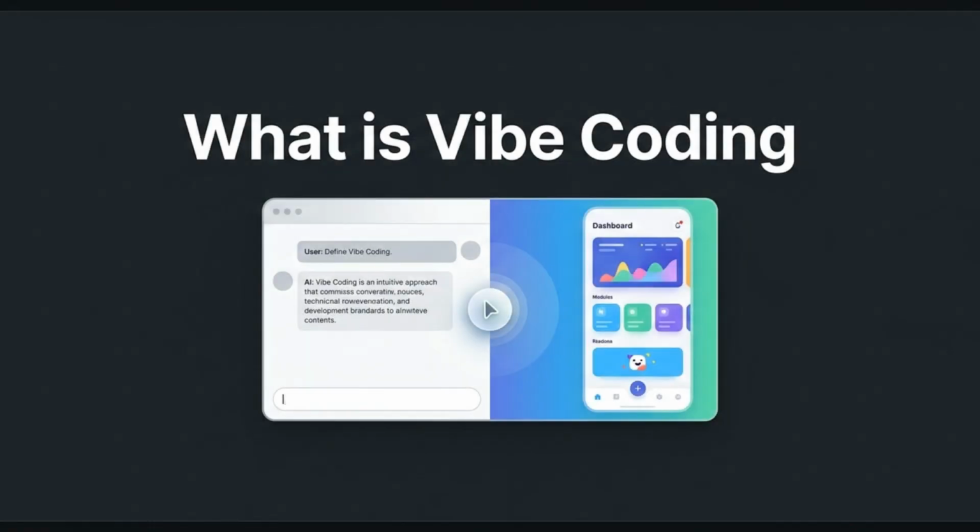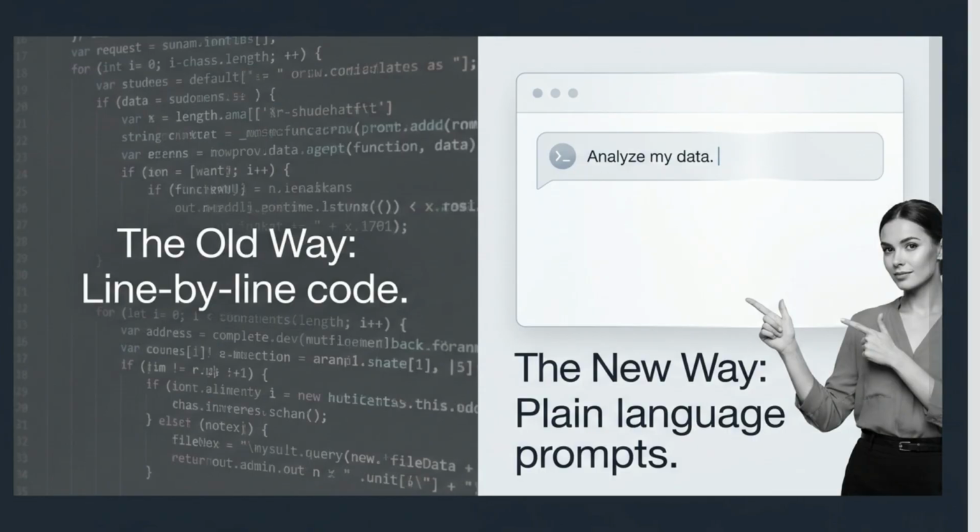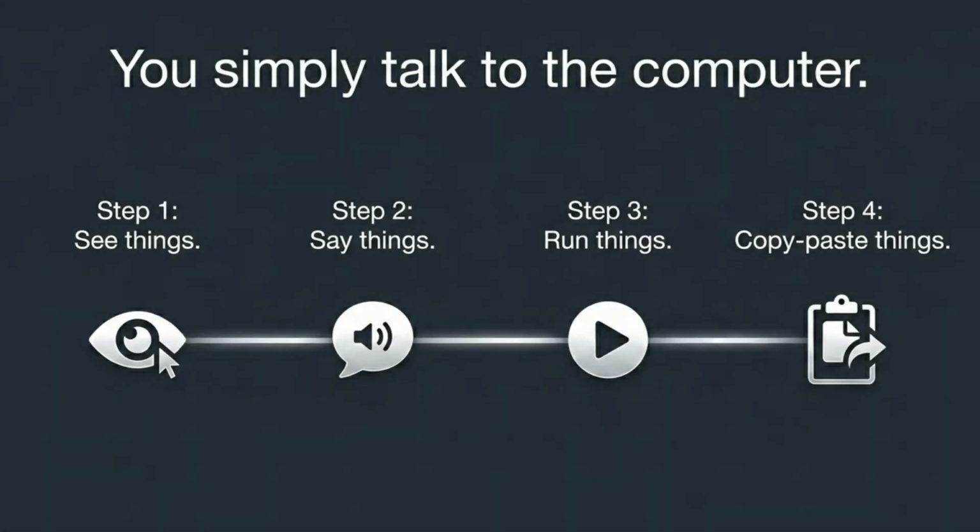Welcome to this video on Vibecoding, an intuitive approach for building applications without writing traditional code. Vibecoding is the new way to build. Instead of writing line-by-line code, you use plain language prompts to instruct the AI. The process is simple. You talk to the computer. It involves 4 key steps: seeing, saying, running, and copying and pasting.